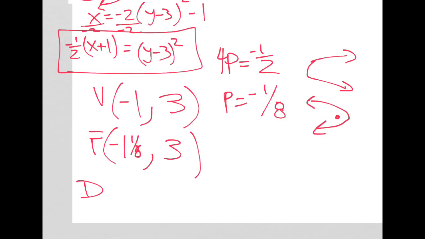To get the directrix, we're going to add a 1/8 in the opposite direction. Notice that means we're getting more positive there. And so we're going to take that x value, negative 1, and add 1/8. So we're going to end up with negative 7/8 right there. That negative 7/8 needs to be an equation. And since our parabola is horizontal, notice that the directrix is vertical. So it needs to be x equals negative 7/8. That's our directrix right there.